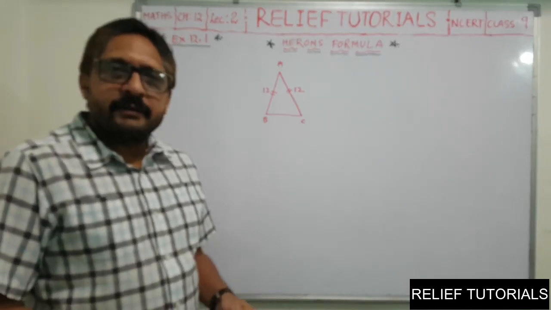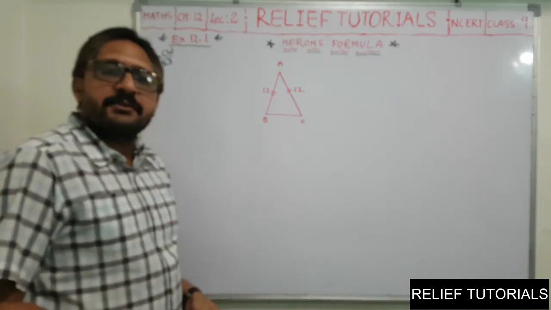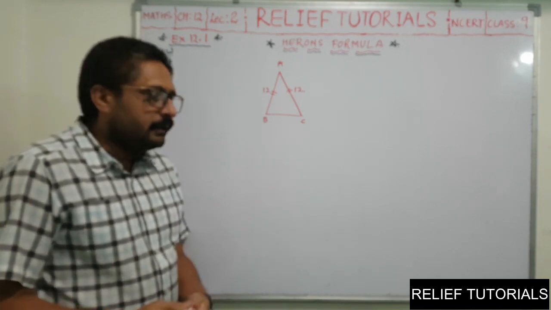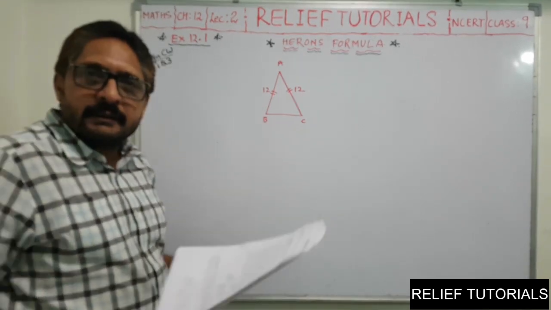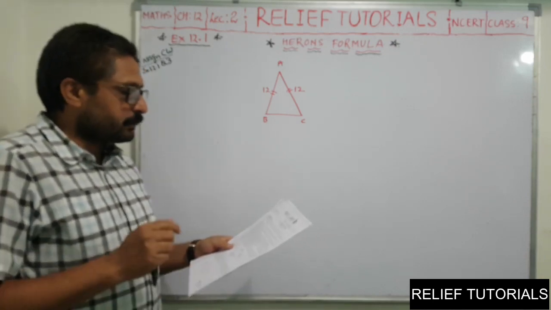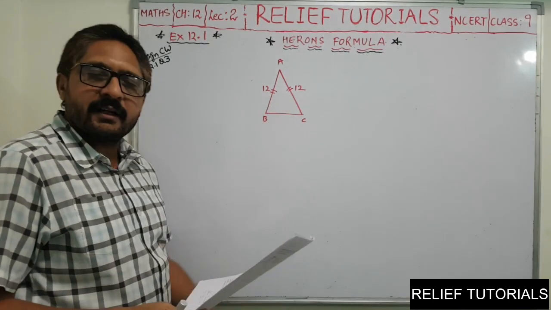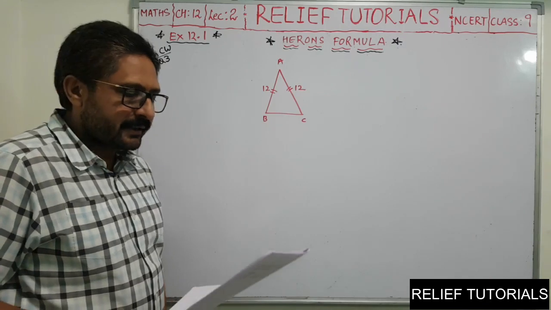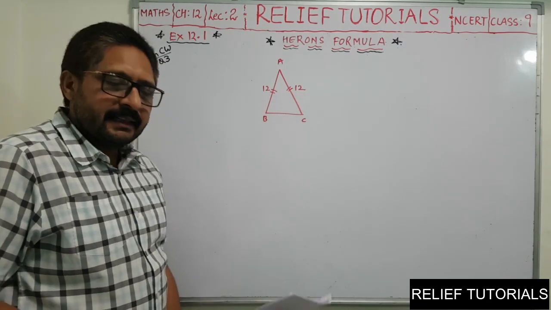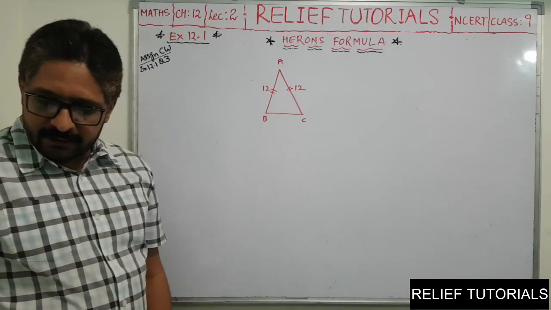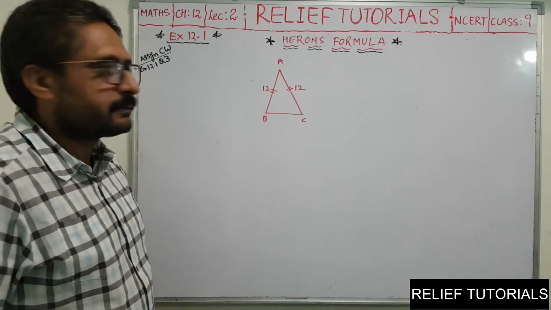Today we are going to discuss the third problem of exercise 12.1. I have given you this assignment, just go through it. The third problem is an isosceles triangle. The perimeter of the isosceles triangle is 30 and each of the equal sides is 12 centimeter. Then you have to find the area of the triangle.